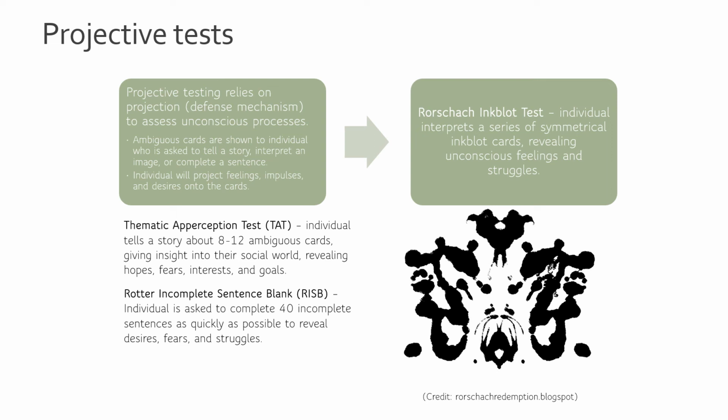And then we have what's called the Rotter Incomplete Sentence Blank. And this is where an individual is asked to complete 40 incomplete sentences as quickly as possible. And this is thought to reveal their desires, fears, and struggles. Why do you think it's as quickly as possible? Why would that be important? Well, if you're revealing something quickly, then you're not taking the time to control what you're saying. And so you're more likely, if we're trying to assess unconscious processes, to reveal what's in your unconscious and also to reveal your real desires, fears, and struggles.